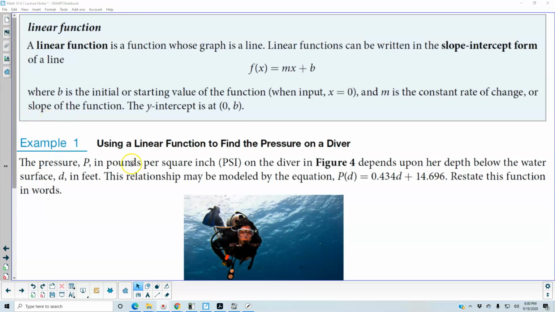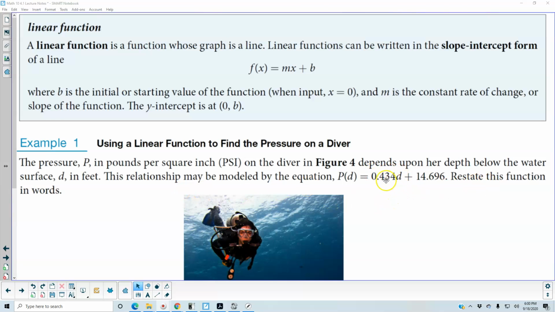For example 1, we're going to use a linear function to find the pressure on a diver. Now, the pressure P in pounds per square inch, PSI, on the diver in figure 4 depends on her depth below the water surface, D, in feet. This relationship may be modeled by the equation P of D equals 0.434 D plus 14.696.